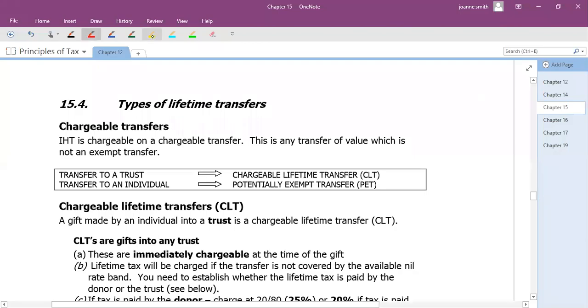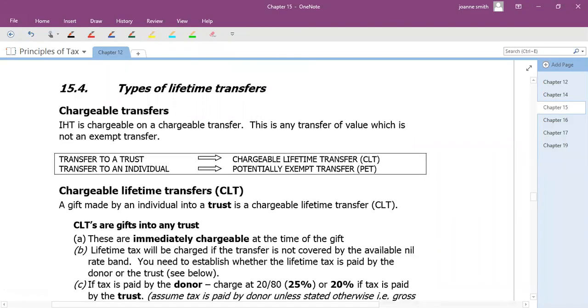Now, for the next section, you just really need to learn some basic terminology here. So you're certainly not going to be asked to do any sort of calculations or anything like that. You just have to have a general idea of what's happening in terms of how we charge IHT.